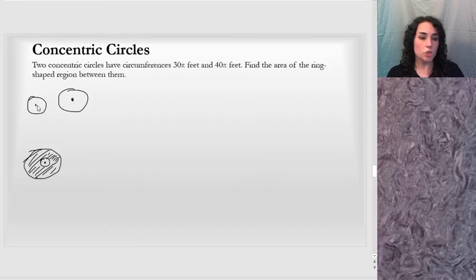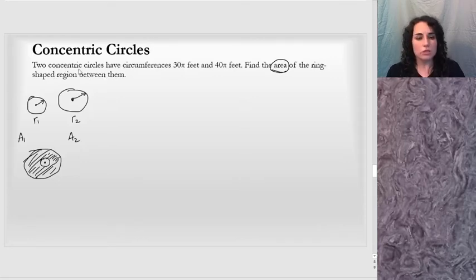Because when I draw circles, we know the defining dimension of a circle is its radius. So these two things have a radius. I'll call it radius 1 and radius 2. Also, both of these circles will have an area 1 and an area 2. Why am I bringing up area? Well, they brought up area, really. Find the area of the ring-shaped region between them.